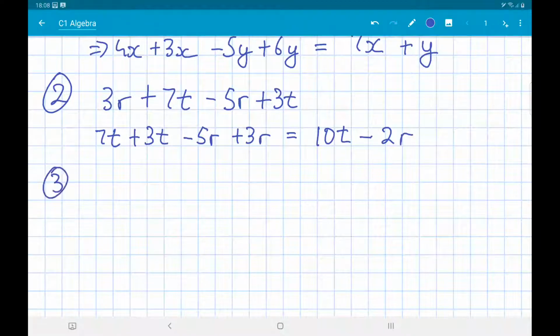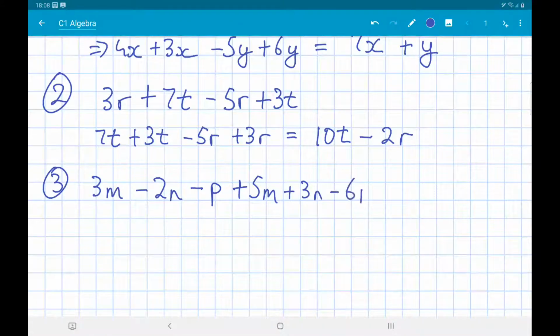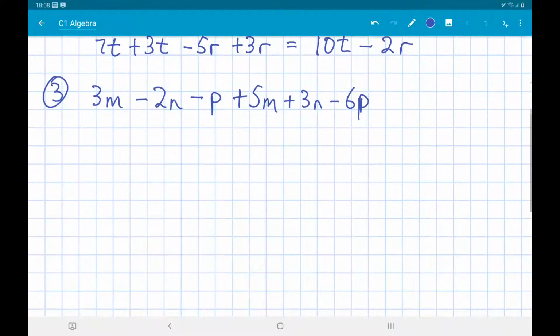Number 3. 3m minus 2n minus p plus 5m plus 3n minus 6p. Now in this equation we have a total of 3 different terms. We've got m, n, and p, and we're trying to simplify the expression.